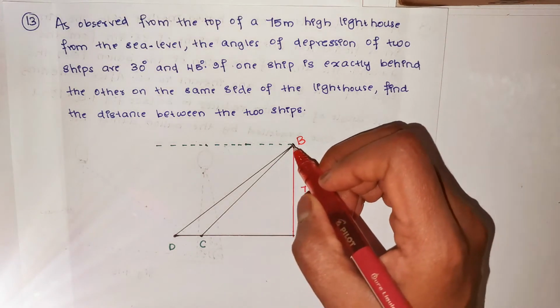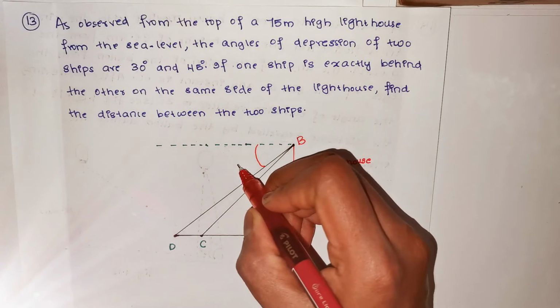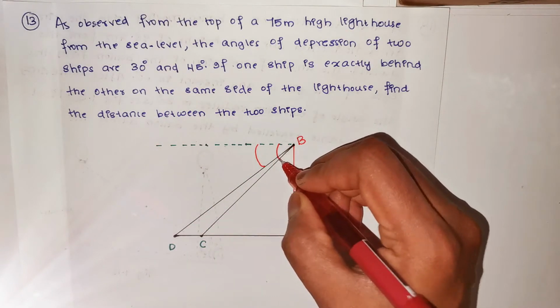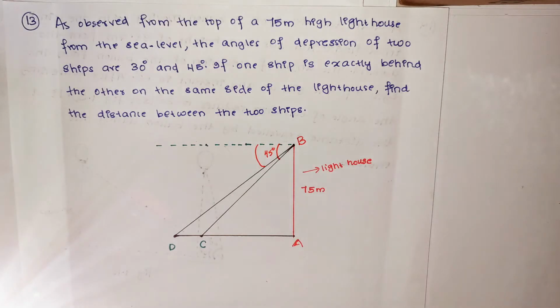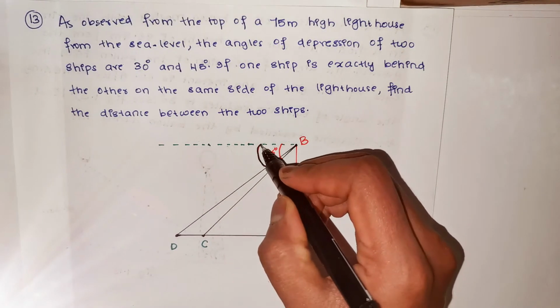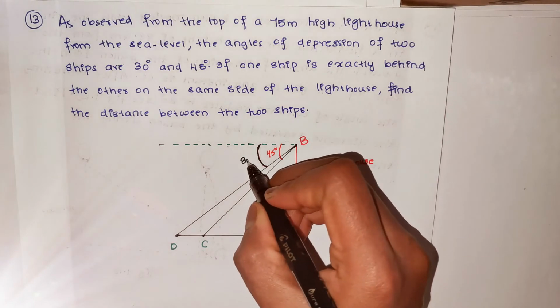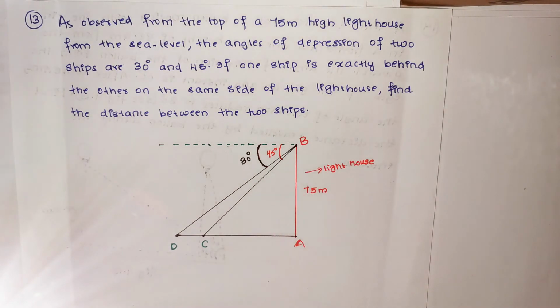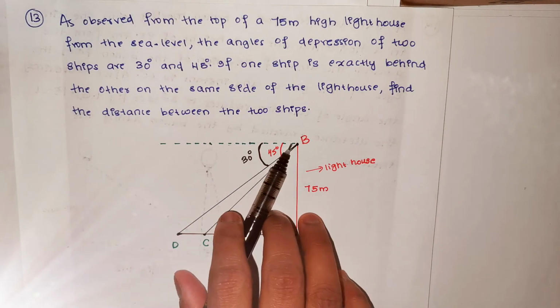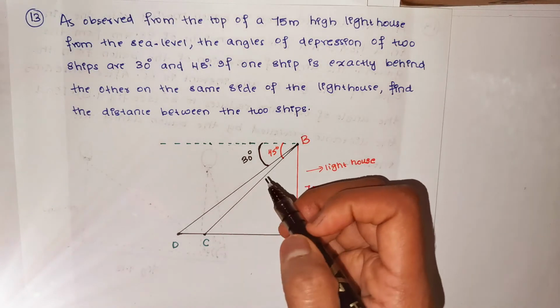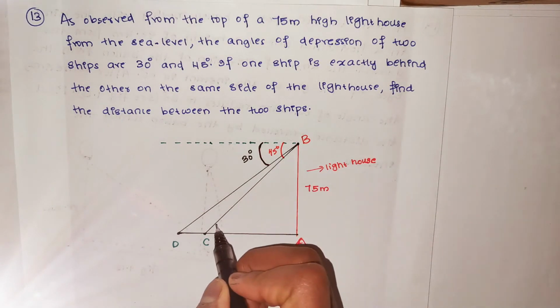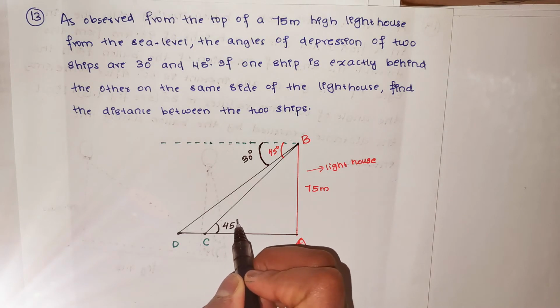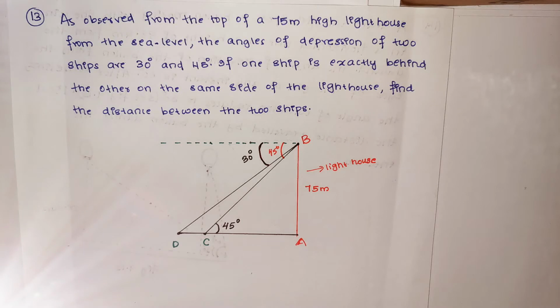First one is 45, so I am taking this as 45 degrees and this as 30 degrees. Students, here this is a parallel line, this is another parallel. If this is 45 degrees, this is also 45 degrees. What is the reason, students? Because they are alternate interior angles. If this is 45, this is also equal to 45 degrees.